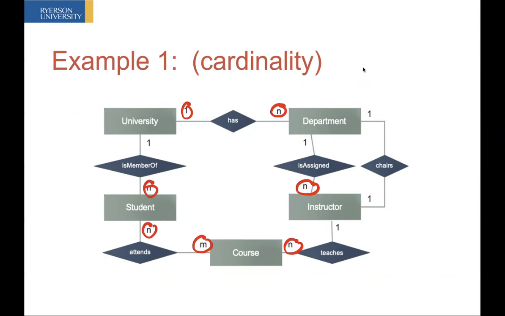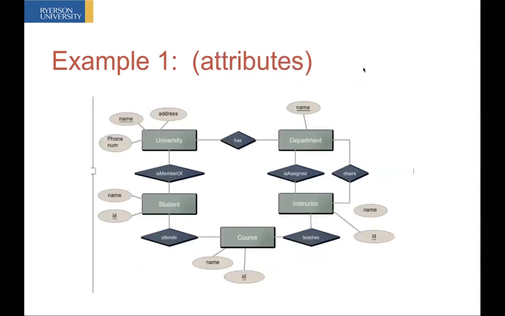So now let's complete the graph by adding attributes for each of those entities. Department will have a department name. The university has a phone number, a name and address. A student has a name and ID. Instructor has a name and ID. And the course has a name and ID.